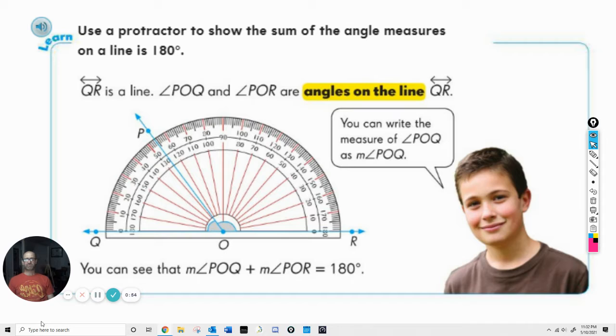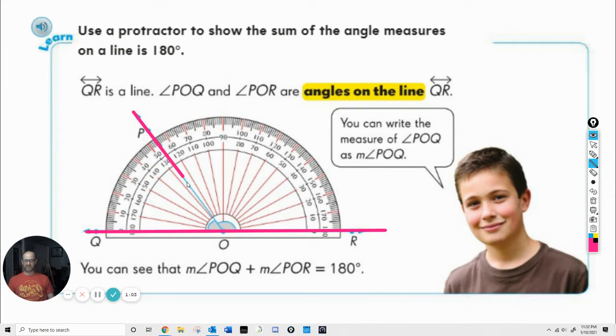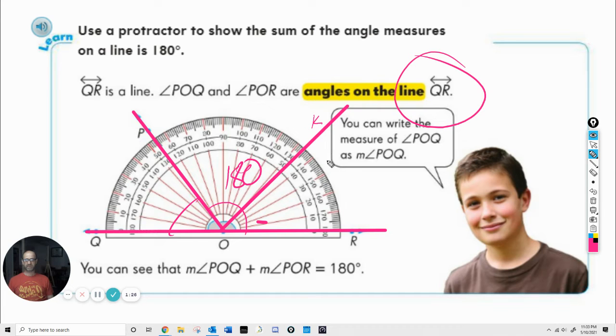Basically, if you can use a protractor to show the sum of all the angle measures on a line is 180. So what we're looking at is this line right here, and there's an angle right there. If I have this angle here, QOP, and angle POR, they're both angles on the same line, QR. If I add that plus that, I'm going to get 180. I can have another angle here, ROK. If I do this plus this plus this, guess what it's going to equal? 180.